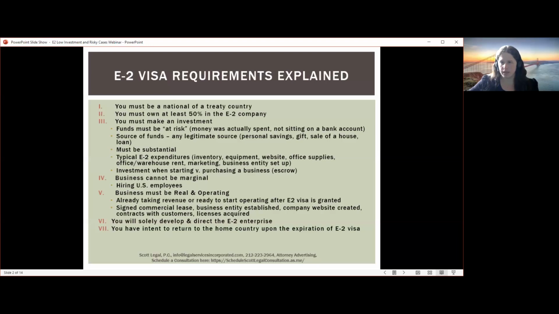can be enough sometimes. But today we're really going to focus on those types of cases where it's lower investment amounts. And that's where you really do need to be able to argue you spent everything necessary to get the business to the point of being operational.